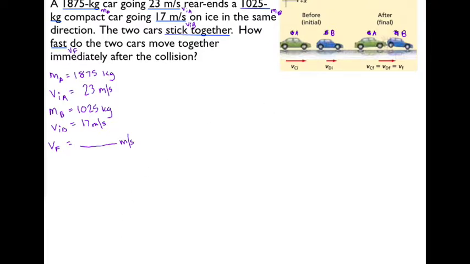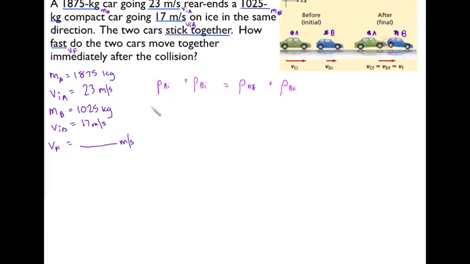Okay, so the first thing you want to do when you solve these problems is you're going to use the conservation of momentum. So we know the initial momentum of the first car plus the initial momentum of the second car is equal to the final momentum of the first car plus the final momentum of the second car. And I wrote an I here instead of an F.